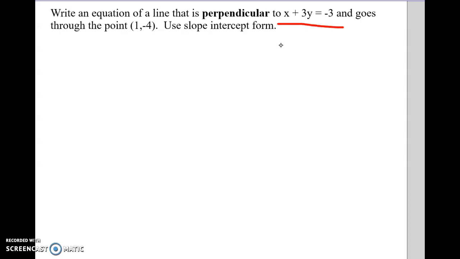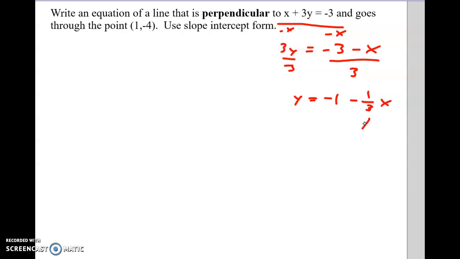So I'm going to, again, fly through this part because hopefully you're getting good at this. I'm going to solve it for y so that I have it in slope-intercept form. Okay, so I would subtract x first from both sides to start to get it into y equals form, get y alone. Right, now divide that whole side by 3, so I have negative 1 minus 1/3 x. Okay, and there's my slope, negative 1/3.